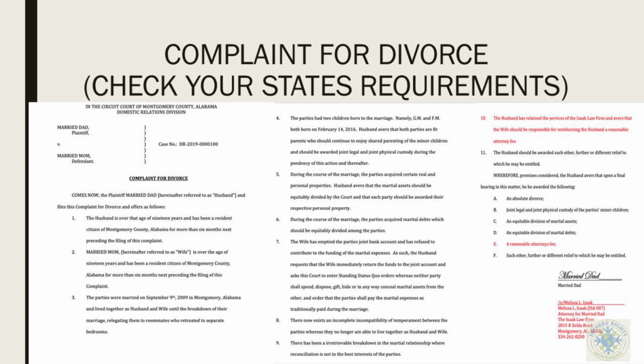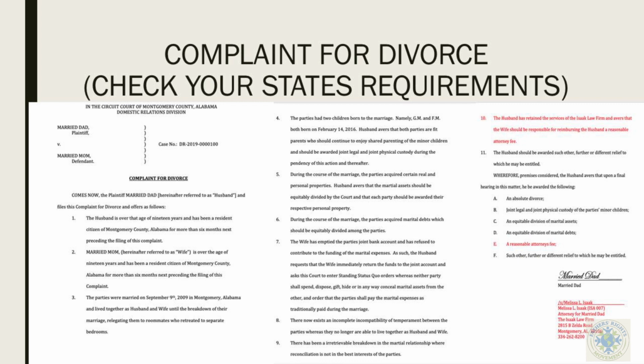Now, sometimes we do go into detail, sometimes a little bit of detail, like in this one here. It says, the wife has emptied the party's joint bank account and refused to contribute to the funding of the marital expenses. As such, the husband requests that the wife immediately return the funds to the joint account and asks this court to enter standing orders where neither party shall spend, dispose, gift, hide, or in any way conceal the marital assets. So we're still asking the court to do something, and we're giving them a brief reason why we're asking for that. Because what we're doing is asking the court to give us relief before a final hearing.